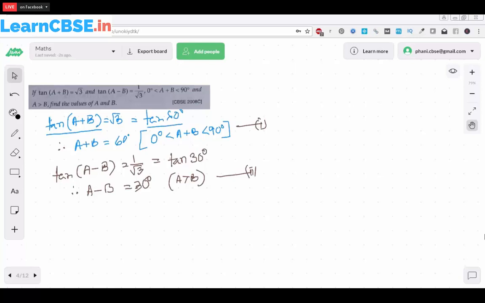Now equation 1 and equation 2, if we solve, I should get the value of a and b. Now we are going to add equation 1 with equation 2. It gives you 2a equals 90 degree. So that means a equals 45 degree. And if you substitute the value of a in any one of the equations, you get b equals 15 degree. So a is 45, b is 15. Those will be the values of a and b. A is 45 degree and b is 15 degree.